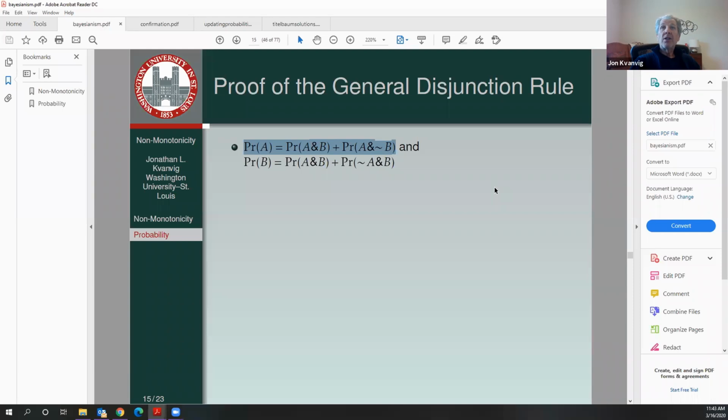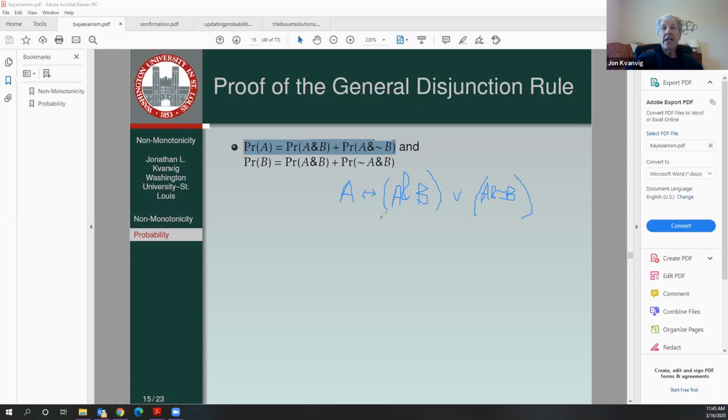Now, if you think about the relationship between A and B, you can say this: the probability of A should be the same as the sum of the probabilities of A and B and A and not B. Now, why would that be true? Well, let me see if I can write this on the board and then eliminate it later. Look, A is logically equivalent to this: A and B, or A and not B.